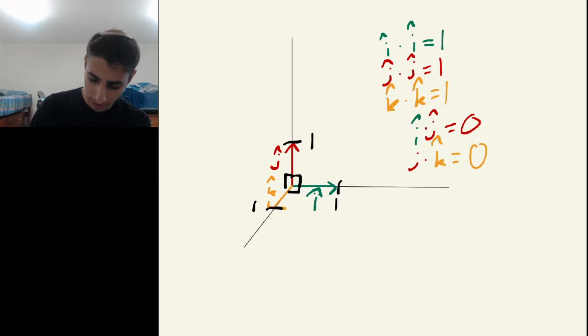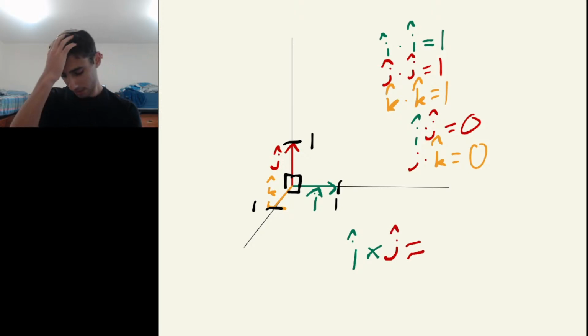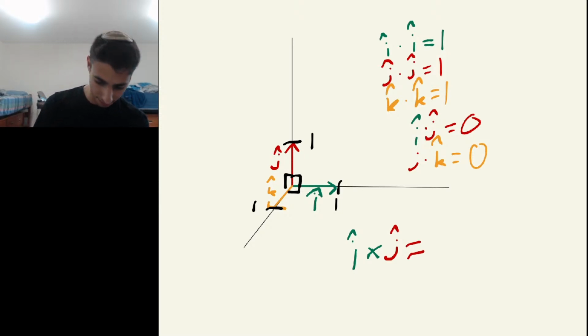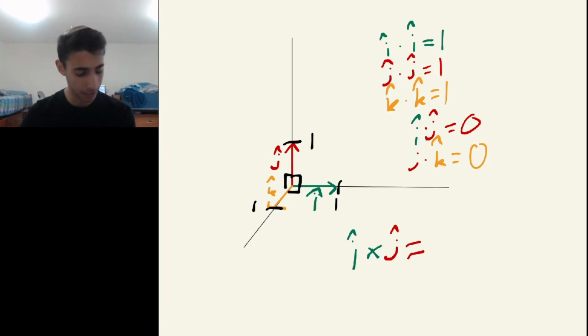We could have, in theory, i cross j, the cross product between i and j. So let's remember what the cross product is. First of all, we know that the cross product will give us back a vector. That's the rule. The vector will have a magnitude of the first vector times the second vector times sine of theta. And what's more, the resultant vector will be in the direction using the right hand rule.